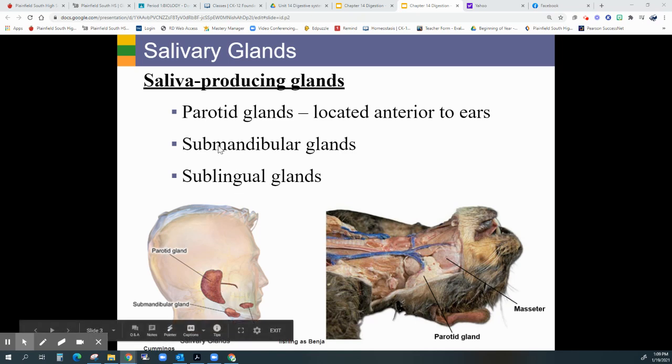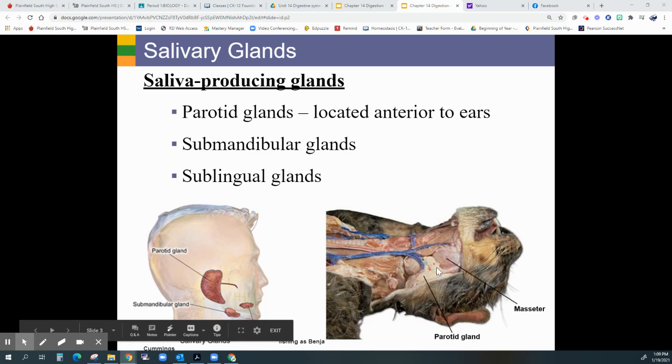There are also ones that are called submandibular glands. Those are directly just below the mandible. You can palpate those on both sides. And then there's another one that's referred to as a sublingual, which is underneath the base of the tongue. Together, those produce most of our saliva for getting that bolus of food prepared to be swallowed and get into the stomach.